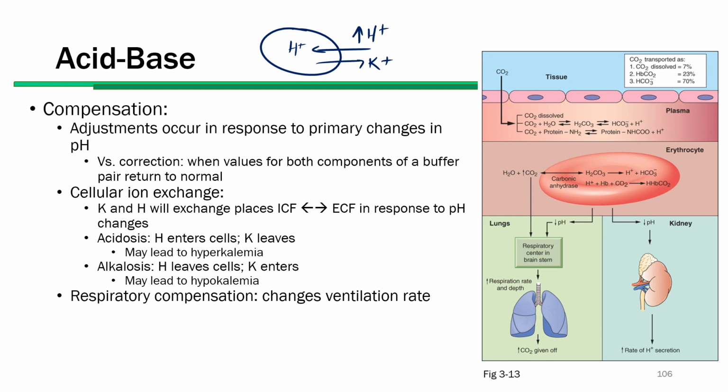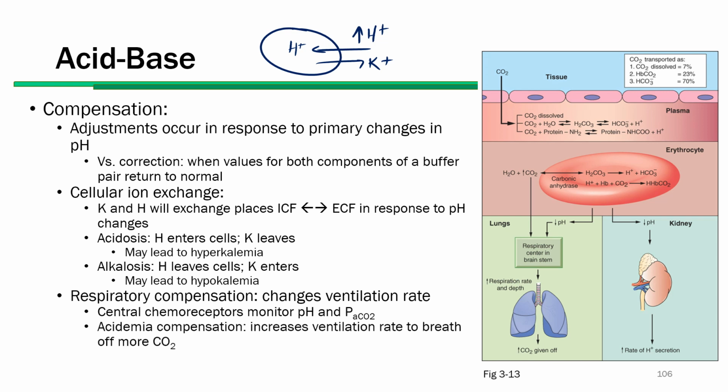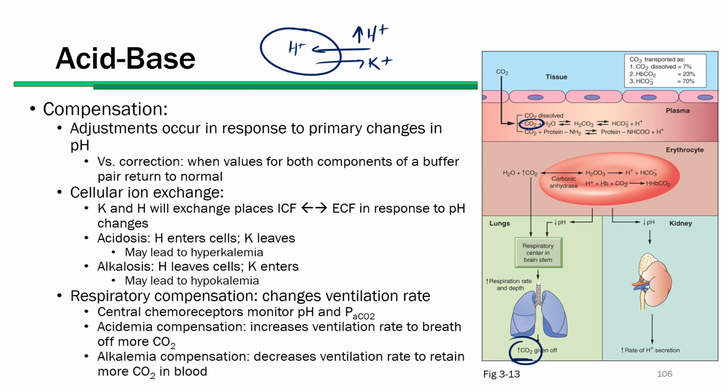There can be respiratory compensation, which involves changes in ventilation rate. There are central chemoreceptors that monitor pH and the arterial pressure of carbon dioxide. In acidemia, the compensation is to increase the carbon dioxide that's given off, because we want to get rid of that carbon dioxide, and so that's our compensation. In alkalemia, we want to decrease the ventilation rate. We can retain the carbon dioxide and build up some hydrogen to counteract that alkalosis.